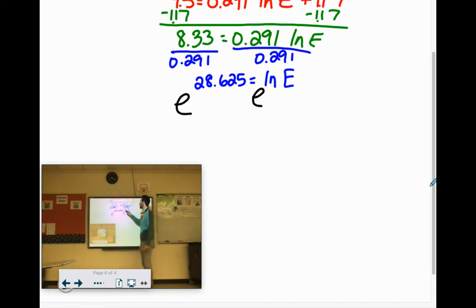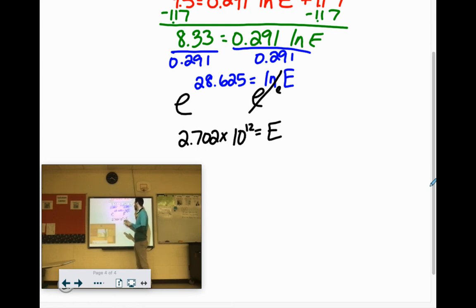Because e to the ln sub e, right? Invisible sub e, this all cancels out. So we're left with the capital E, which is the ergs, equals e to the 28.625 power. Oh wow, they're giving it to me in scientific notation. 2.702 times 10 to the 12th power.